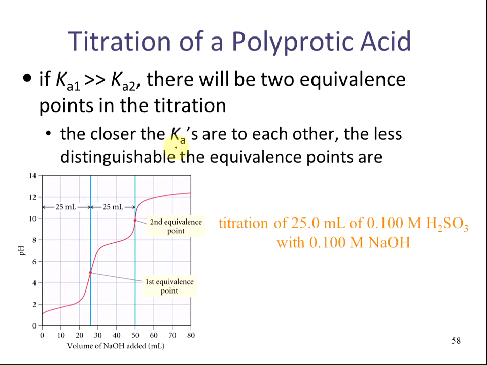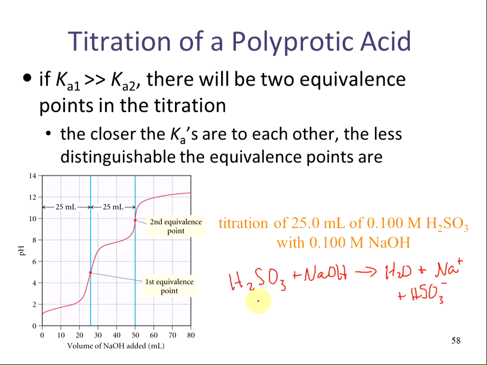So in this graph, we're looking at the titration curve of 25 mLs of 0.1 molar sulfurous acid with 1 molar sodium hydroxide. So again, pH is on the y-axis, volume of sodium hydroxide added is on the x-axis, and we have an inflection point here. This is the first equivalence point. So this is the removal of that first proton. So remember that sulfurous acid, we remove that first proton.